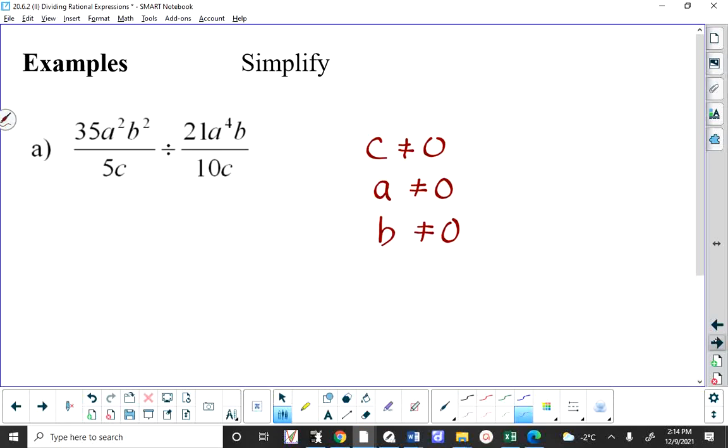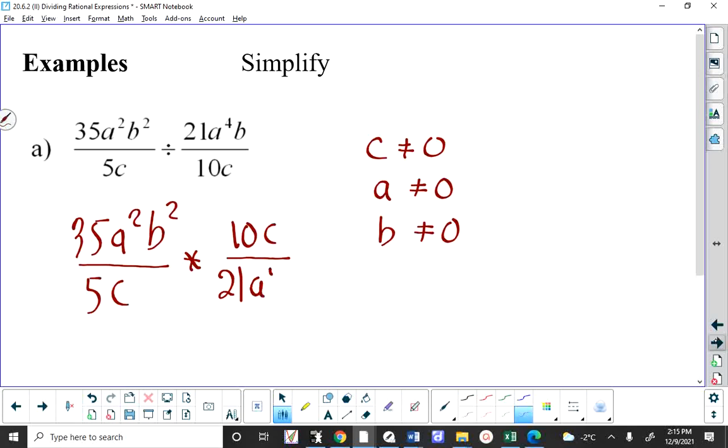Now, I would always rewrite the question with a multiplication sign first. I know there's going to be a temptation for you to do a lot at once here. You're going to want to factor and flip at the same time sometimes, and I don't think that's a good idea. It's going to be confusing. You'll make a mistake. So the first thing you're going to want to do is just take 35a squared b squared over 5c and multiply by 10c over 21a to the 4b and double check everything very carefully.